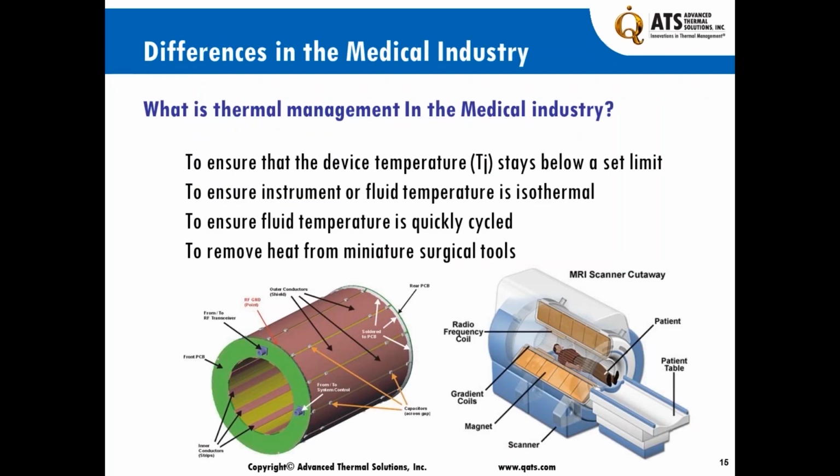So what are the differences in the medical industry, and why do we have to do it? It is to ensure that the device temperature, T sub J, stays below a set limit, to ensure the instruments or fluid temperature is isothermal, and to ensure fluid temperature is quickly cycled, meaning we don't want any kind of thermal crowding taking place where the cooling is required, and also to remove heat from the miniature surgical tools that is essential in any kind of medical application that we have.